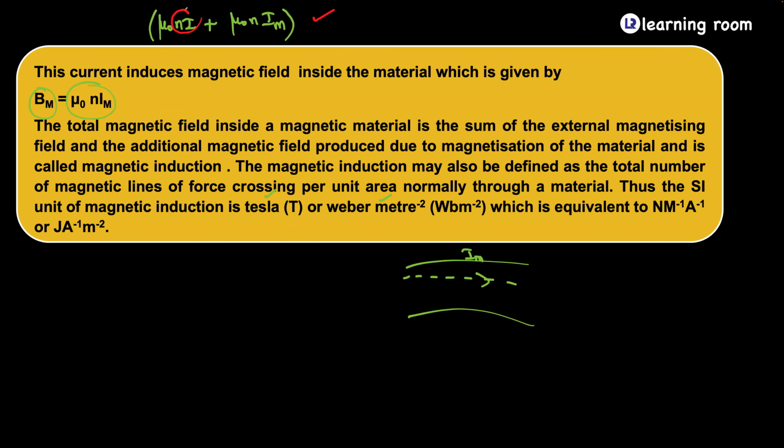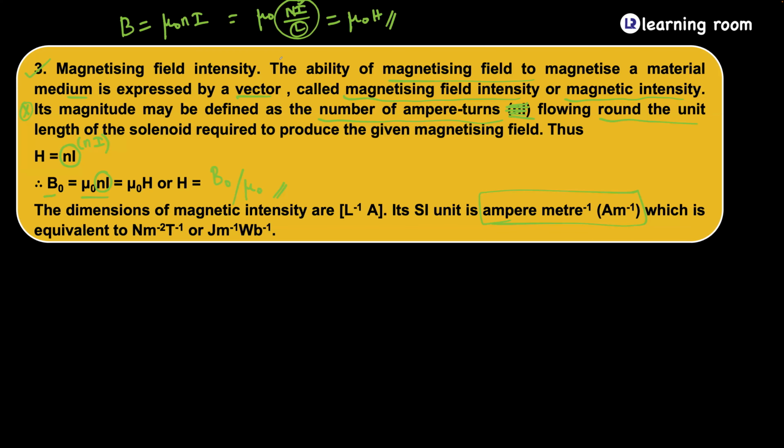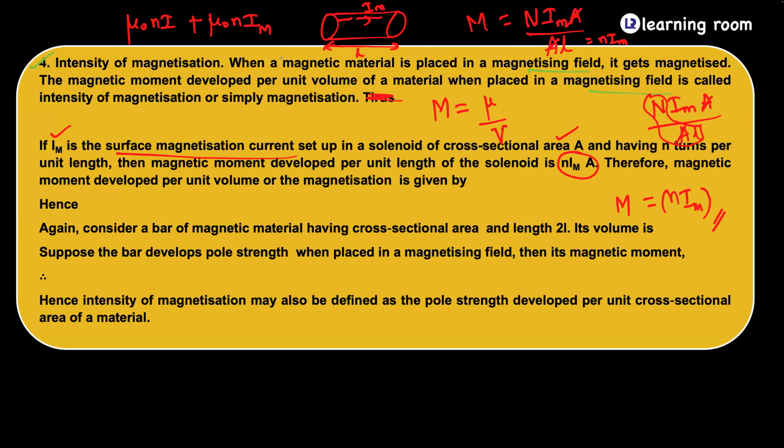This is given a name called the magnetizing field, intensity of the magnetizing field. That is written as capital H. What is this n into Im called? It is the intensity of magnetization. Magnetization is the output. Magnetizing field is the input. So B equals mu naught into H plus mu naught into M. Right, so that's what we have seen here. What is n into I? It is capital H.